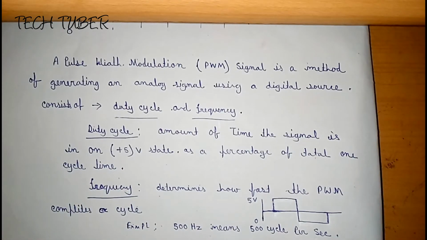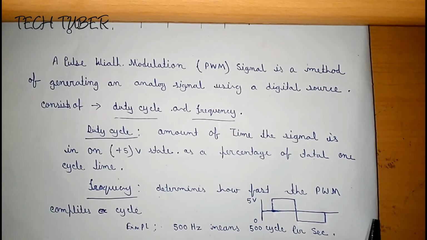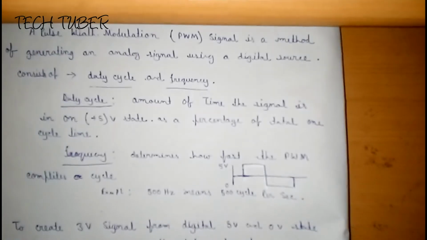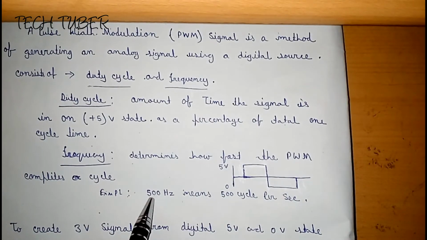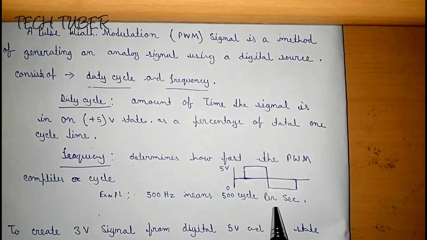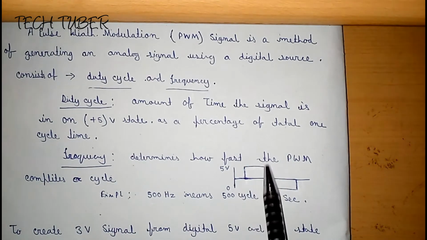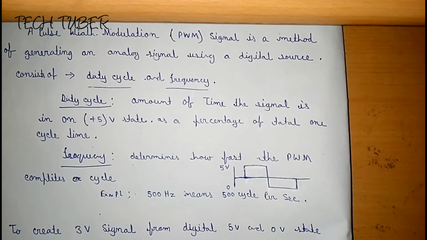And now frequency determines how fast the PWM completes a cycle. Just for example, if PWM is 500 Hz, that means 500 cycles per second. So in 1 second there will be 500 cycles in the signal.